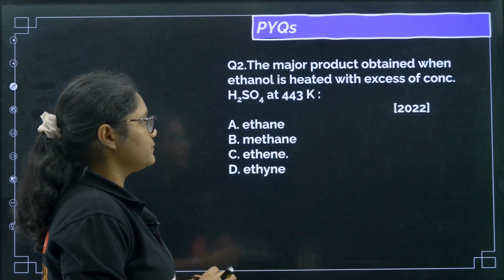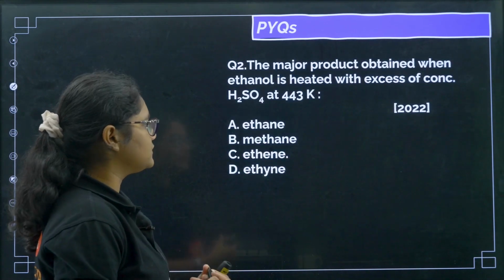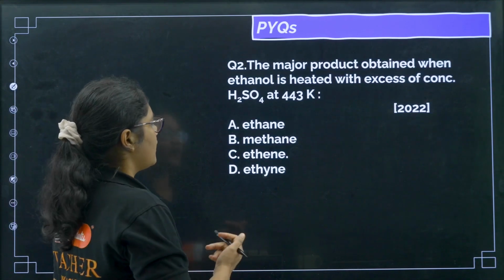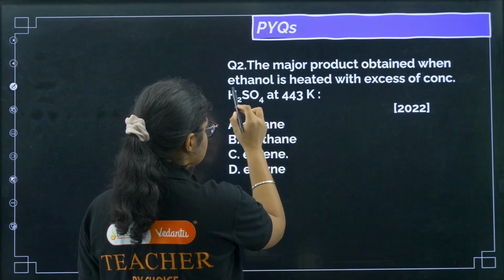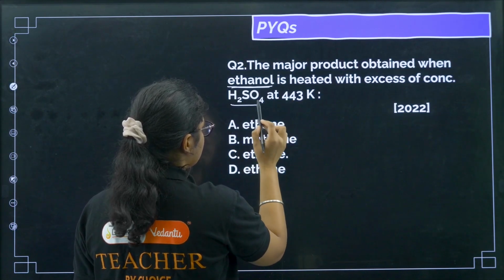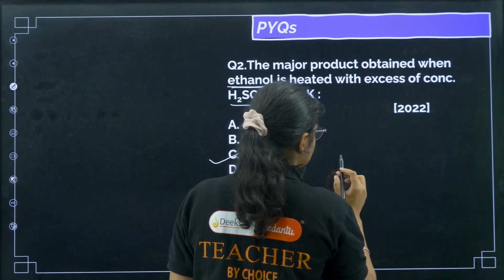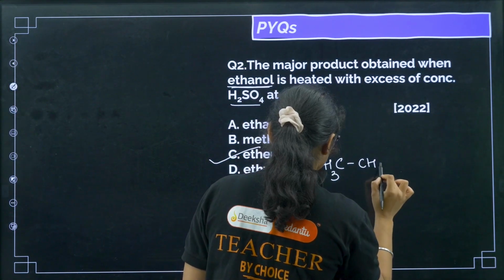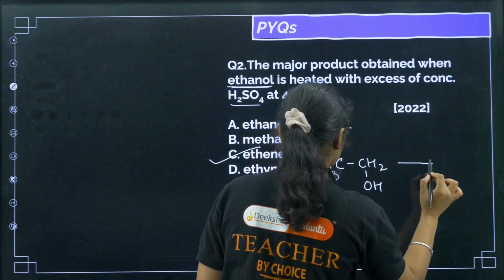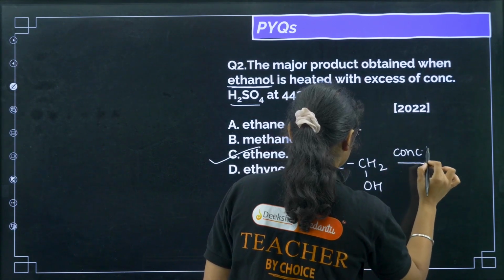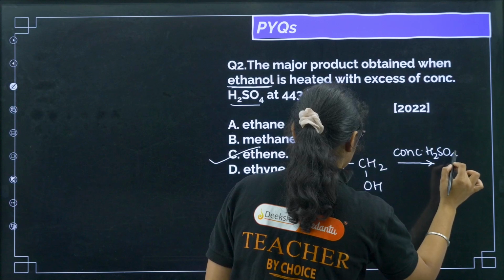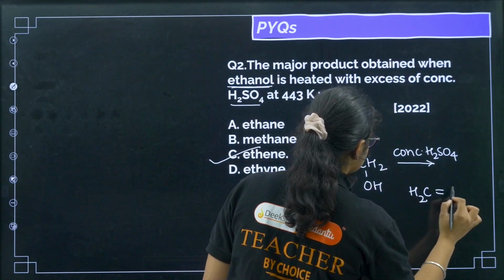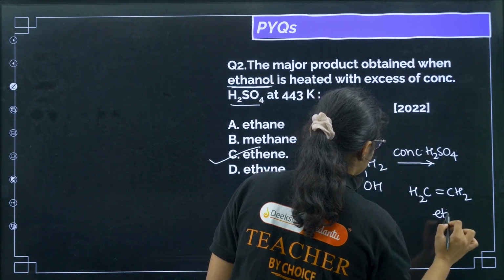And coming to question number 2, the major product obtained when ethanol is heated with excess of concentrated H2SO4. So this is a very easy reaction. In the preparation of ethene, we have studied ethanol. If you heat it, we will get ethene as the product. If I have CH3 CH2 OH, and if you heat it with concentrated H2SO4, then H and OH will be dehydrated from here, and you will get CH2 double bond CH2, that is ethene.